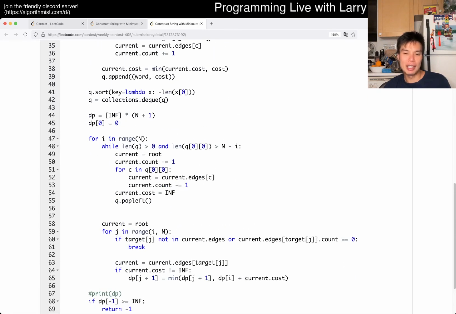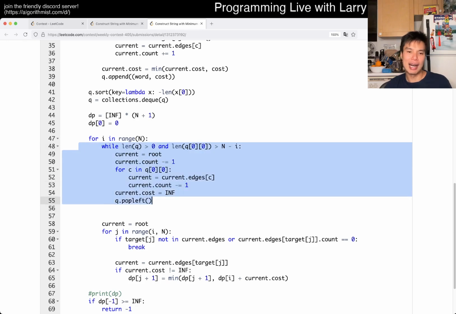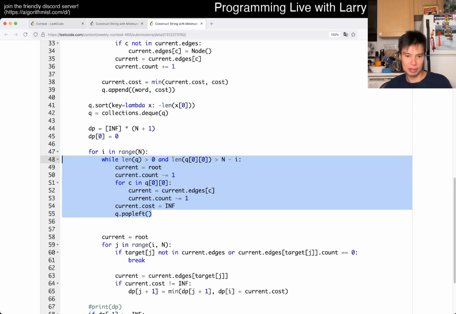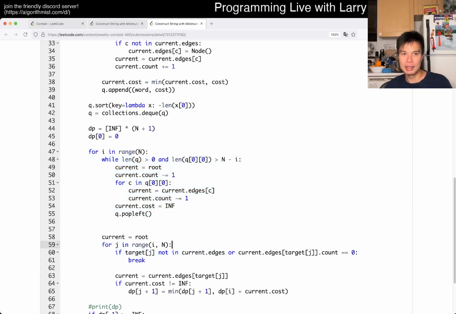Yeah, so basically, this is the variation that I have that fixes that complexity, because now I time things out. So basically, for words that are too long, I pop them off the trie, right?